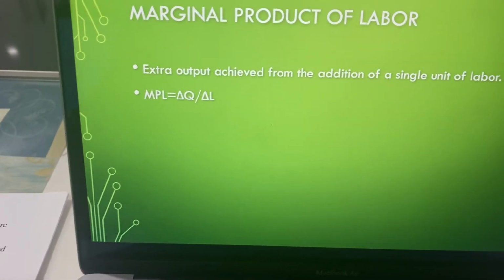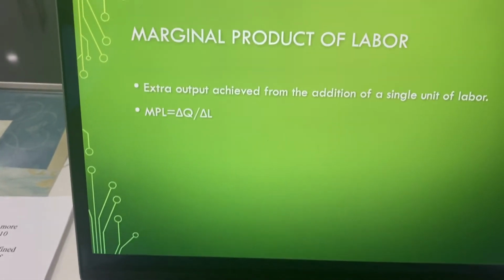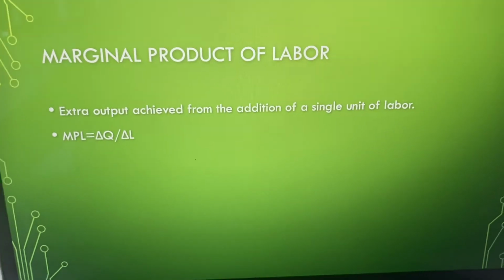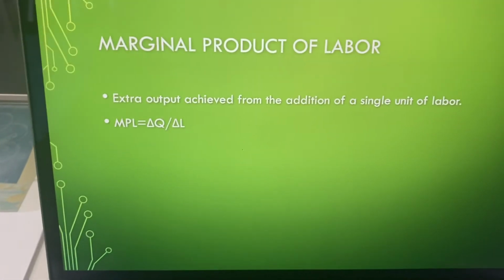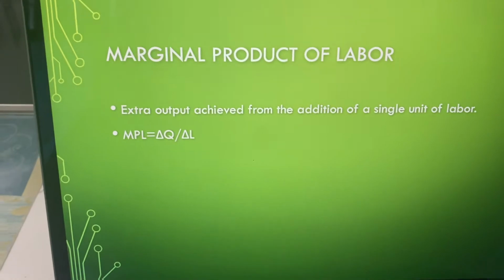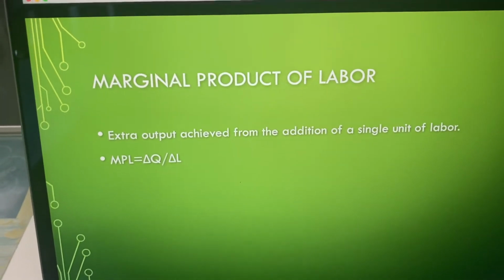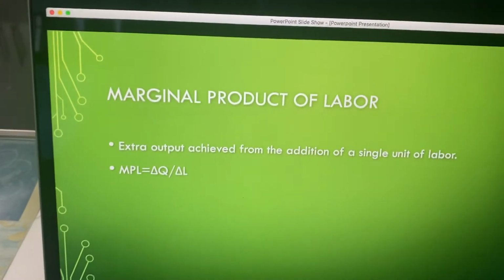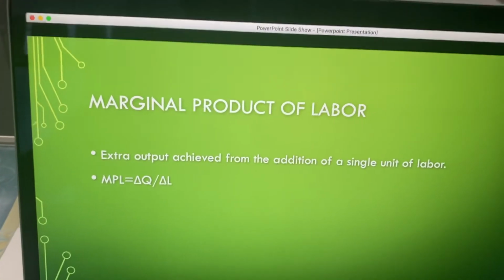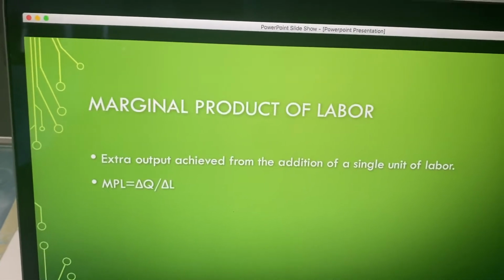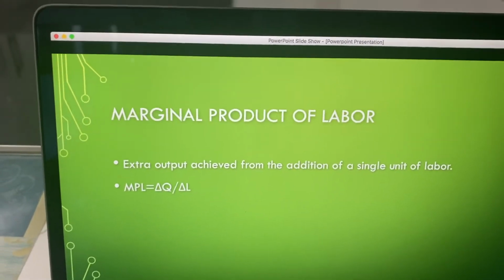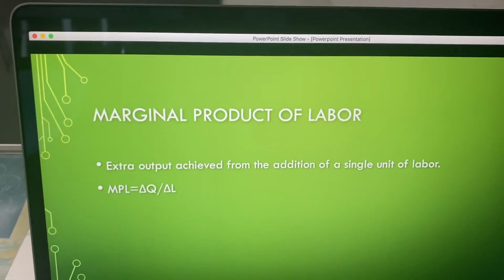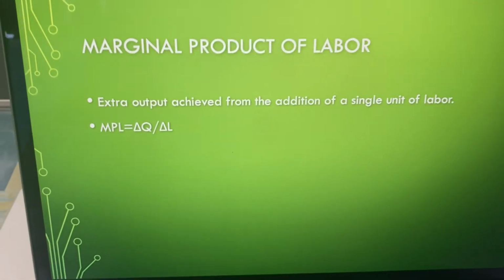So now we go into the marginal product of labor. The marginal product of labor is the extra output achieved by adding a single unit of labor. That comes to our equation: the change in quantity over the change in labor. This is derived by demand, and it increases revenue because of an additional laborer, but it declines as more labor is added, like we saw in the chart. So firms will hire as long as the wage is less than the marginal product of labor, because that's where you get profit.